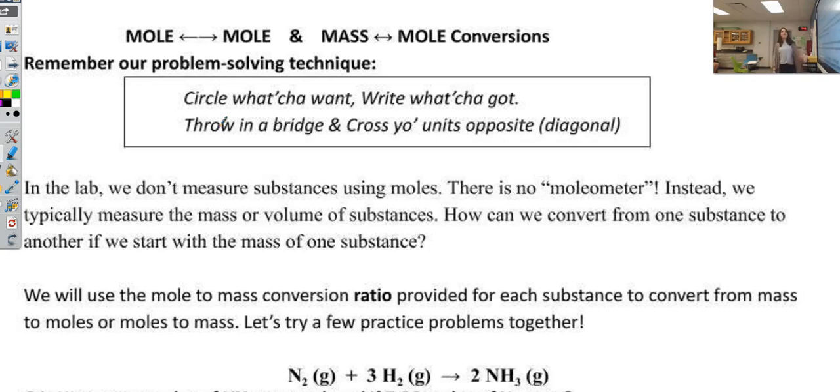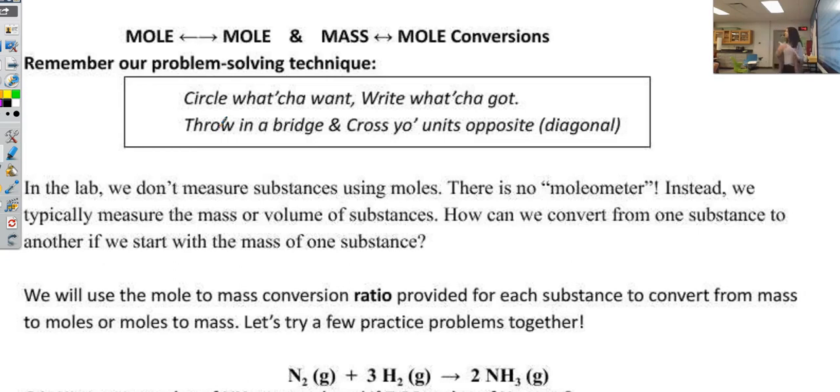So in the lab, we don't measure substances using moles. There is no molimeter. That doesn't exist. Instead, we typically measure the mass or volume of substances. How can we convert from one to another if we start with the mass of a substance? A lot of times we start with this many grams, let's say I'm making liters of a gas, and I want to know how many liters of gas I can produce. How do we do those conversions?